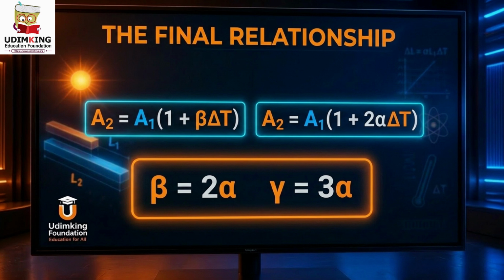Following this exact same geometric proof into 3 dimensions for a solid block, we can seamlessly deduce that cubic expansivity, gamma, is equal to 3 times alpha. An elegant connection: beta is 2 alpha and gamma is 3 alpha.